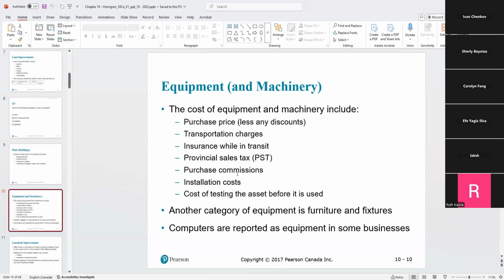So let's start with the first one. First, you're going to get the purchase price. If you get some discount, it will be deducted. Then, yes, delivery, taxes, installation cost, testing, because once people install the dishwasher, they have to test it. Insurance, purchase commission, installation, and testing cost, everything.